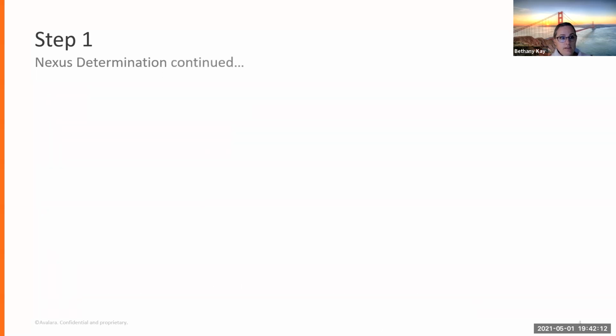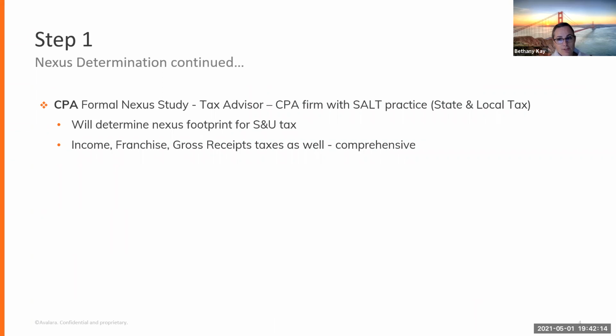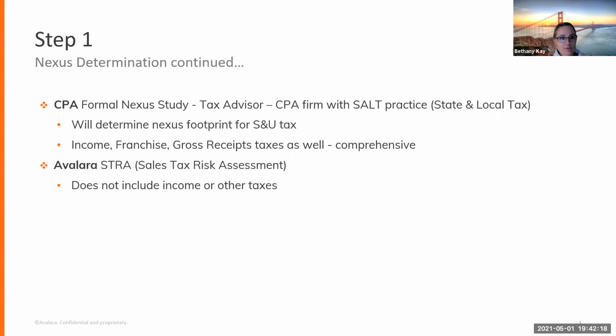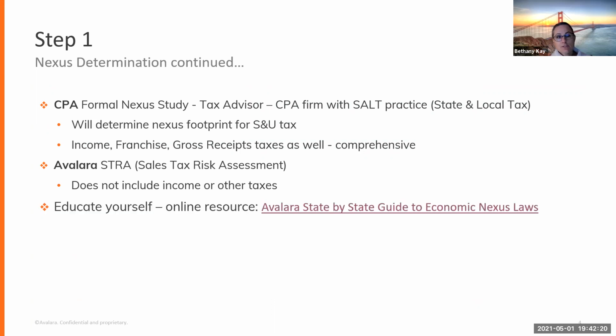Now, in this process, we highly recommend you don't do this on your own. And you have a couple of choices. One is to work with a CPA to do a formal nexus study, and not just any CPA, one with a state and local tax practice, which we call a SALT practice. They'll help you determine your nexus footprint for sales and use tax as well. Part of their nexus study is very comprehensive. It'll look at income and franchise taxes and gross receipts taxes.